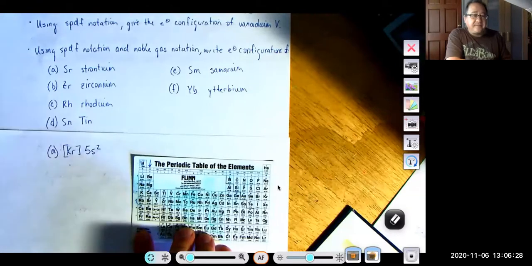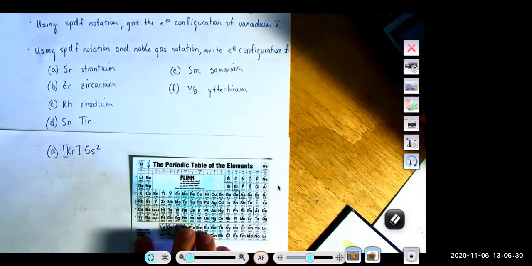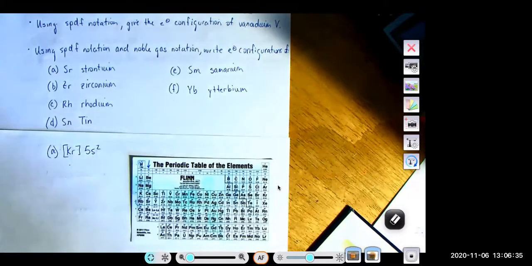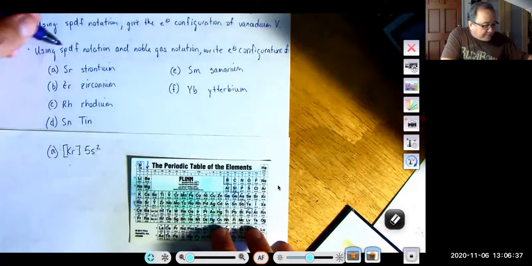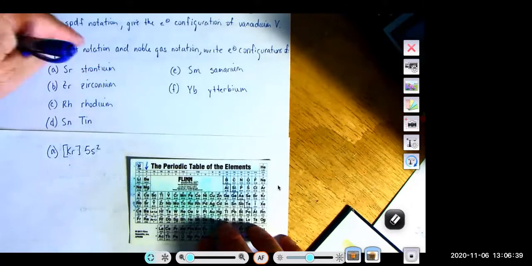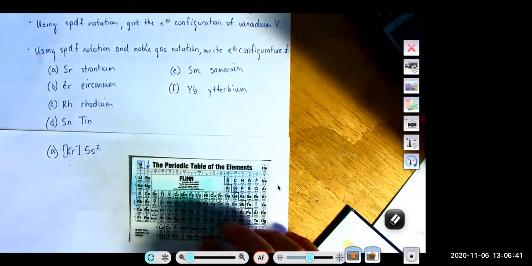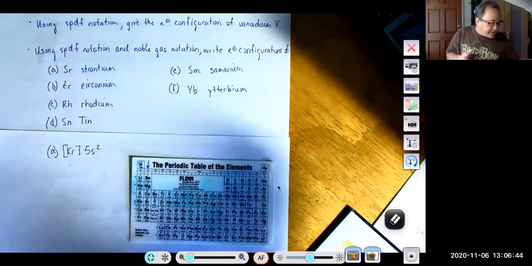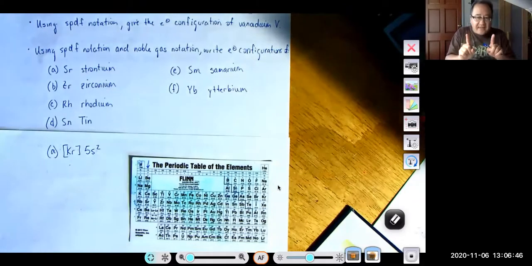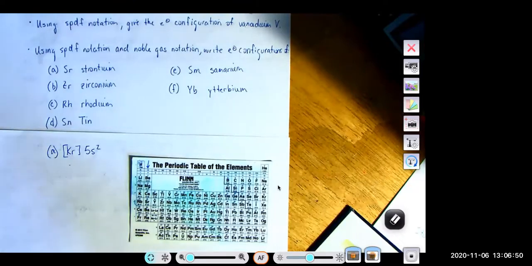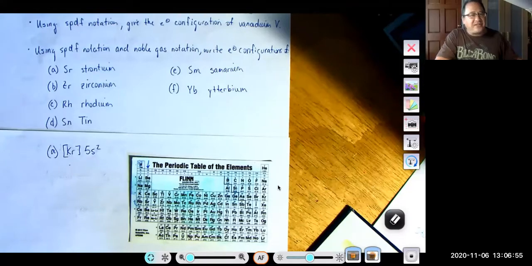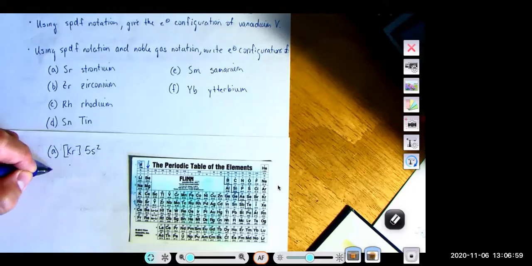And that's A. So they just give the direction to write. So here, they're saying SPDF and noble gas notation. So when they write that, they're really saying do it one way, but don't do it the long way. Oh, I thought we have to do the notation and the noble gas separately. No, they just mean noble gas notation. How about B?